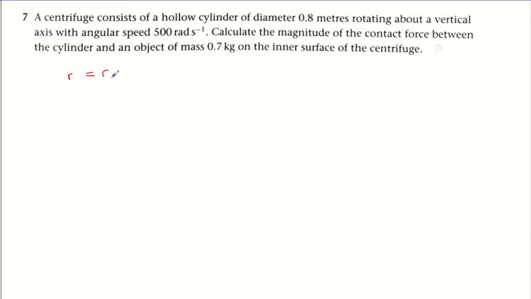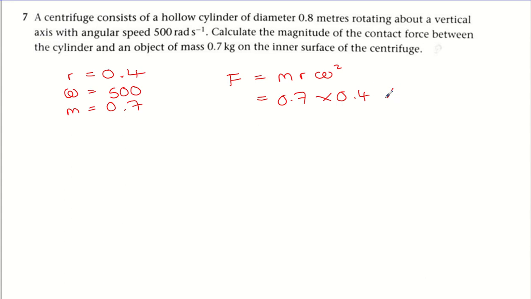So we know that r is 0.4 from the question, and that omega, the angular velocity, is 500 rad per second. To find the force, I'm just going to use F equals m r omega squared. We've got m as well, which is 0.7. So the force on the centrifuge, acting on the ball, is 0.7 times 0.4 times 500 squared, which is ginormous, 70,000 newtons.